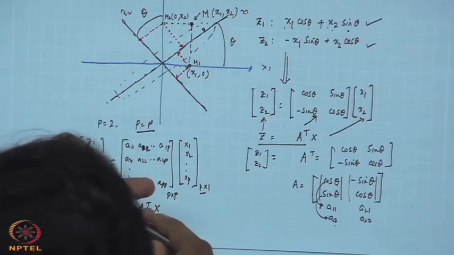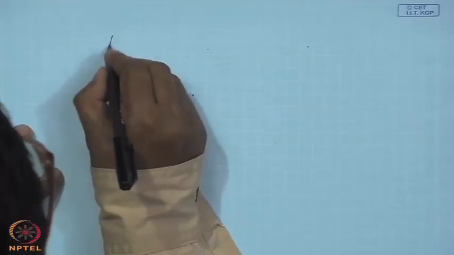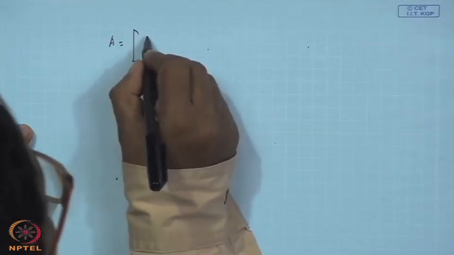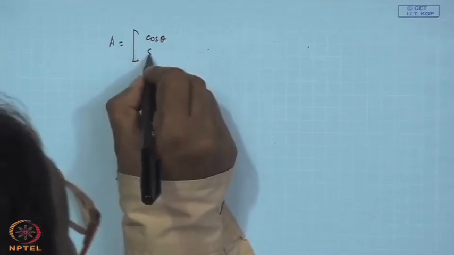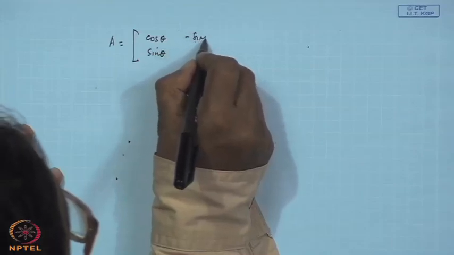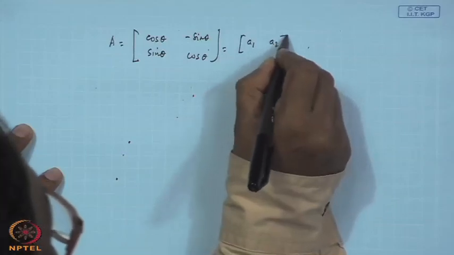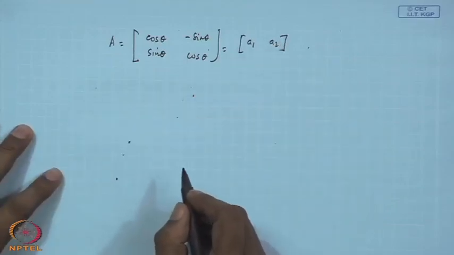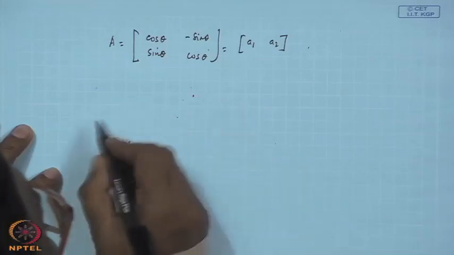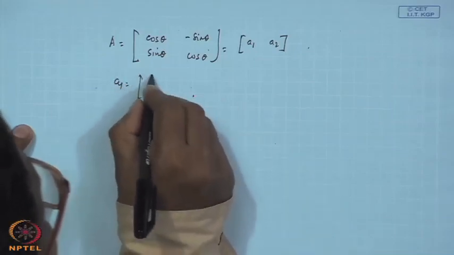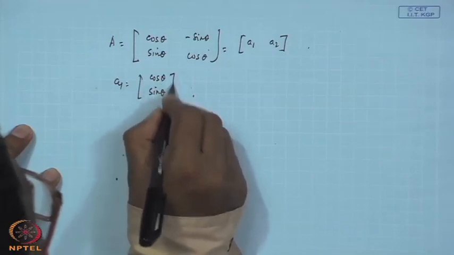Then we want to see how this is an orthogonal transformation. How is this orthogonality maintained here with the 2 dimension case? What we have written for the 2 dimension case is A equal to cos theta sin theta, minus sin theta cos theta, which we can write like this as A1 and A2. Now, what is your A1? A1 is cos theta sin theta.